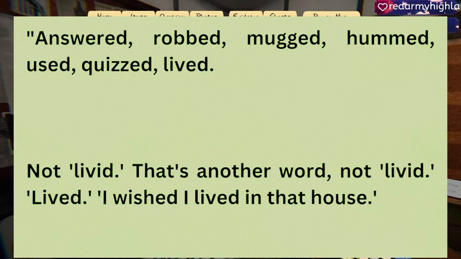Answered, robbed, mugged, hummed, used, quizzed, lived, not livid. That's another word, not livid. Lived. I wished I lived in that house.